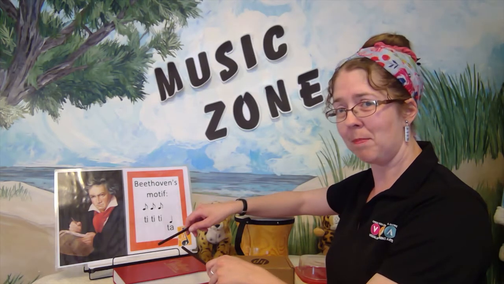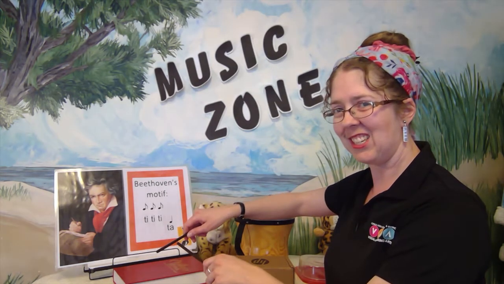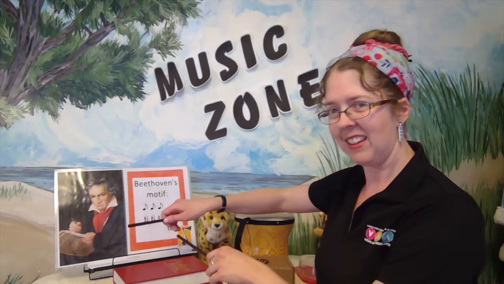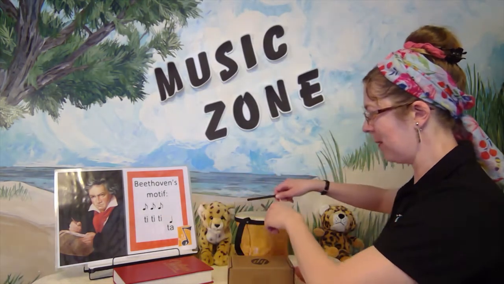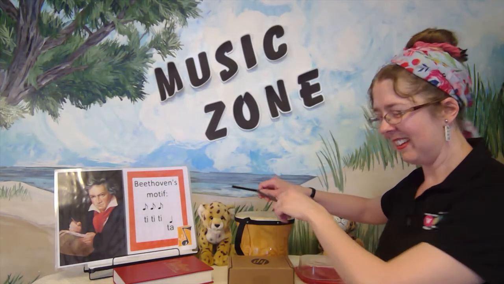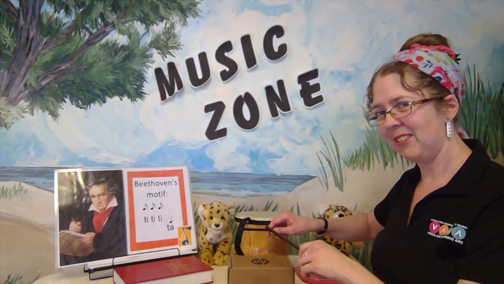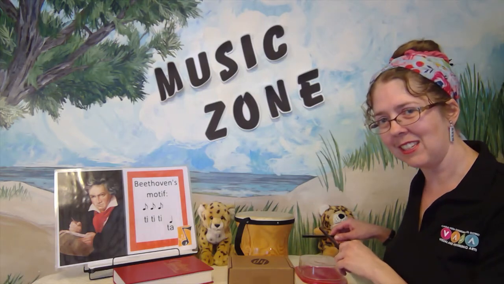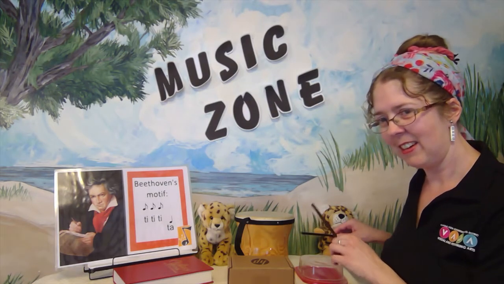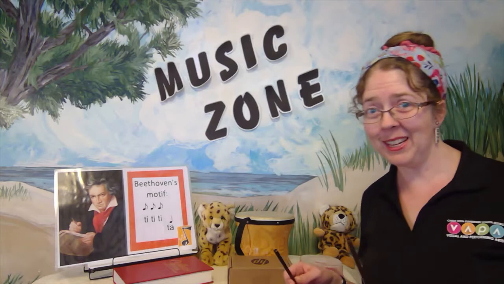Let's see if I can hear Beethoven's motif. T-T-T-Ta. Listen. Did that sound like it? Let's try it on the drum. I like that. Let's try it on the cardboard box. Ooh, I'm going to try one more. This is on the plastic container. Okay, so it's pretty fast in this song, but you know, it's a great challenge.